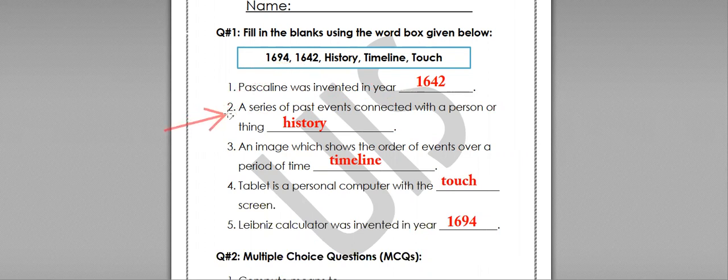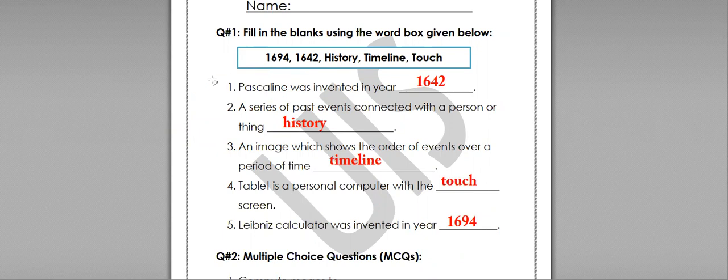Second question, a series of past events connected with a person or a thing is called history. The option is available in the box. Now, the third one, an image which shows the order of events over a period of time. It's a timeline. Tablet is a personal computer with the dash screen. So we have option touch screen. Leibniz calculator was invented in year 1694. So all the options are available in the box. You just have to find out the appropriate answer.